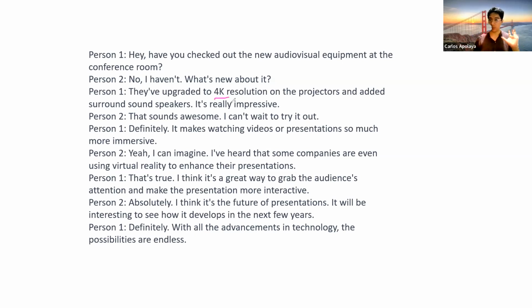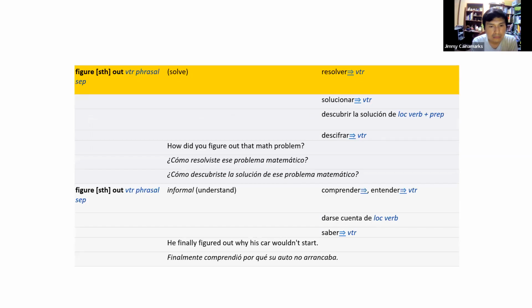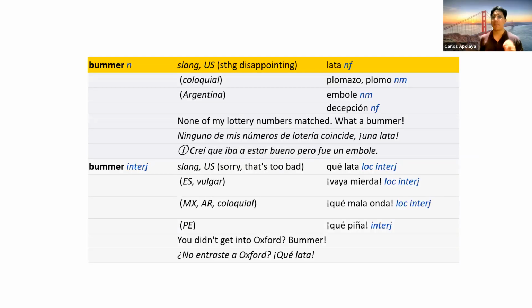And remember that we say 4K. This is 4K resolution. 4K, of course. Next, we have more words. Then we have bummer. Bummer is like, none of my lottery numbers match. What a bummer. What a bummer es como que, qué decepción, que es una grosería.